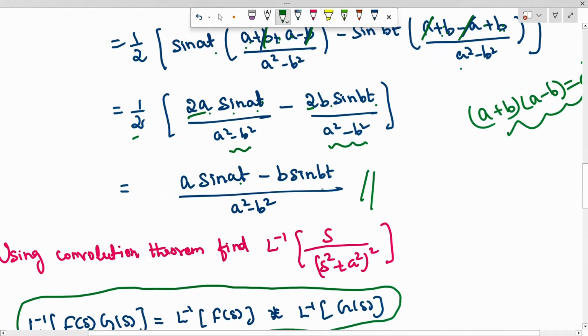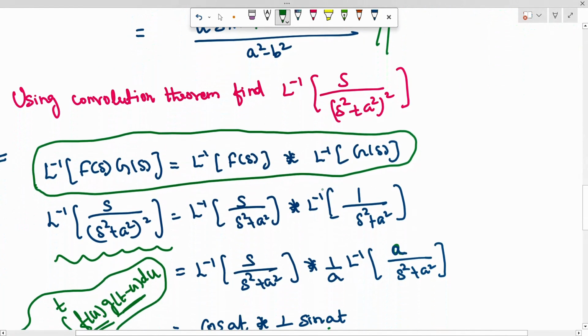Okay. The next problem is: using convolution theorem, find L inverse of s by (s square plus a square) whole square.